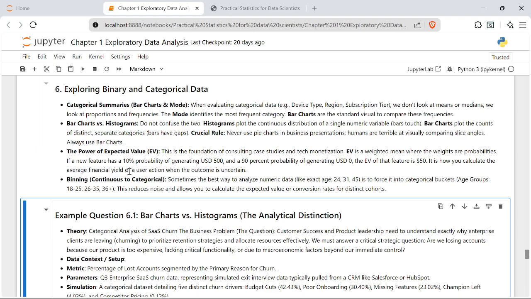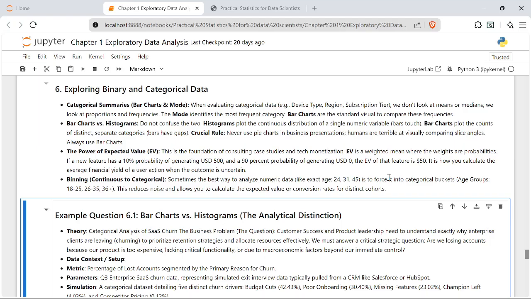Okay, the power of expected value. This is the foundation of consulting case studies and tech monetization. EV, expected value, is the weighted mean where weights are probabilities. If a new feature has a 10% probability of generating 500 US dollars and a 90% probability of generating $0, the EV, expected value of that feature, is 50. So this is how you calculate the average financial yield of a user action when the outcome is uncertain.